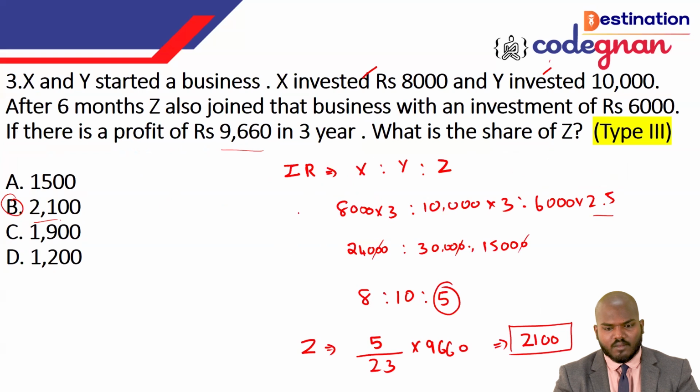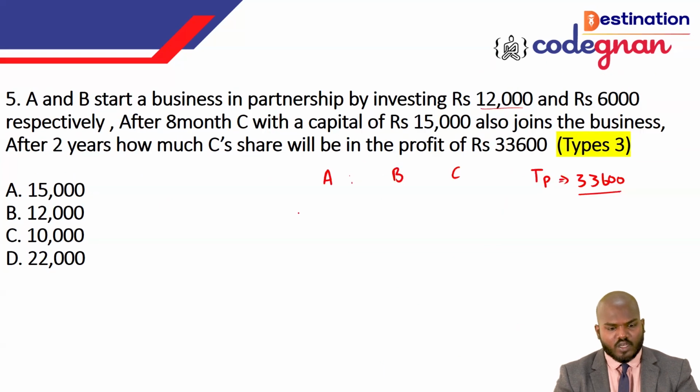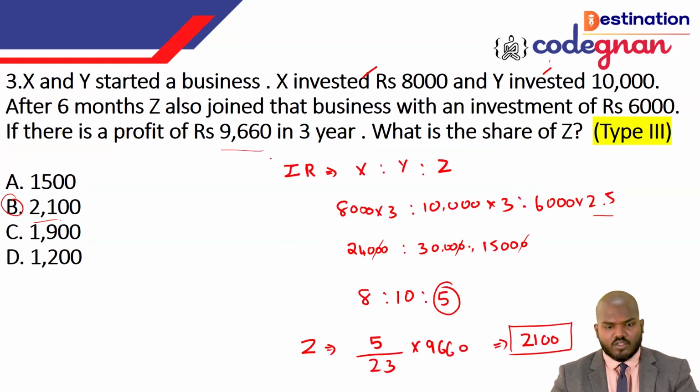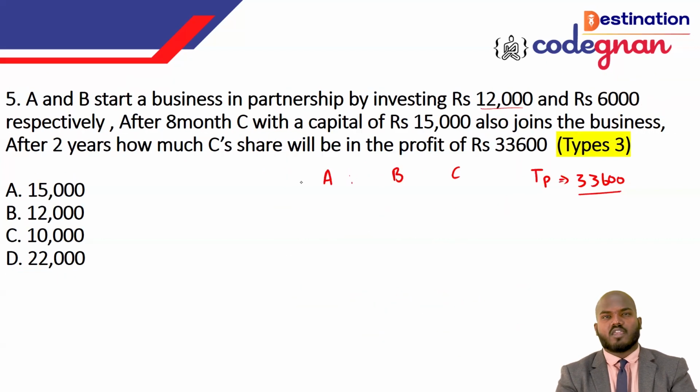Yes, I have given. But in this one, we have to clear one thing. Either you can convert everything into years, or you can put everything in months. In the previous question, we took 3 years, and after the 3 years the profit was given, but the fellow joined after 6 months, so you can take it as 2.5 directly. But coming to this one, guys, it is mentioned as 8 months here.